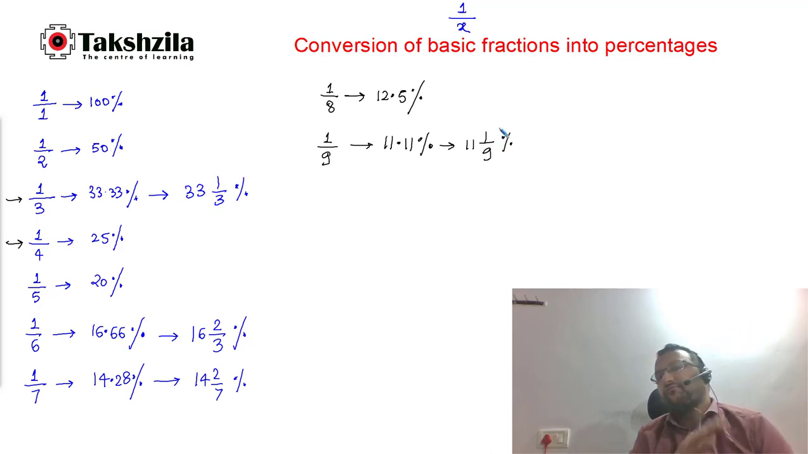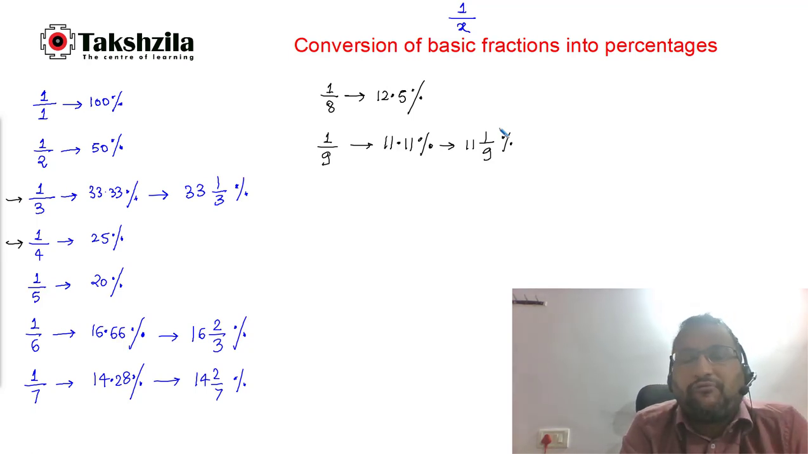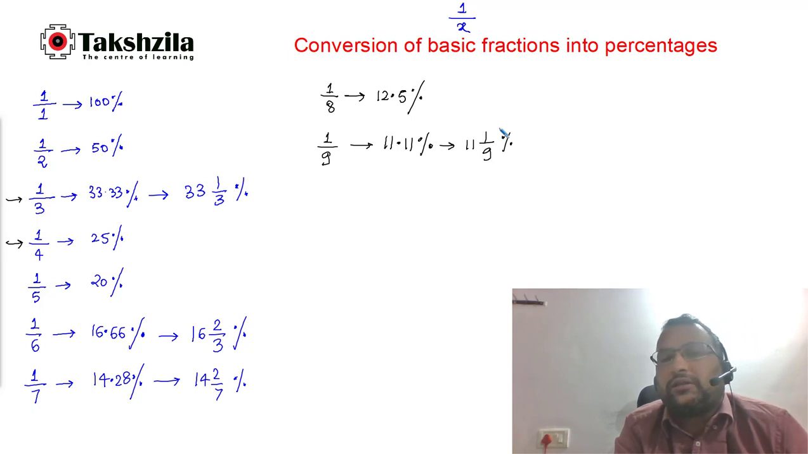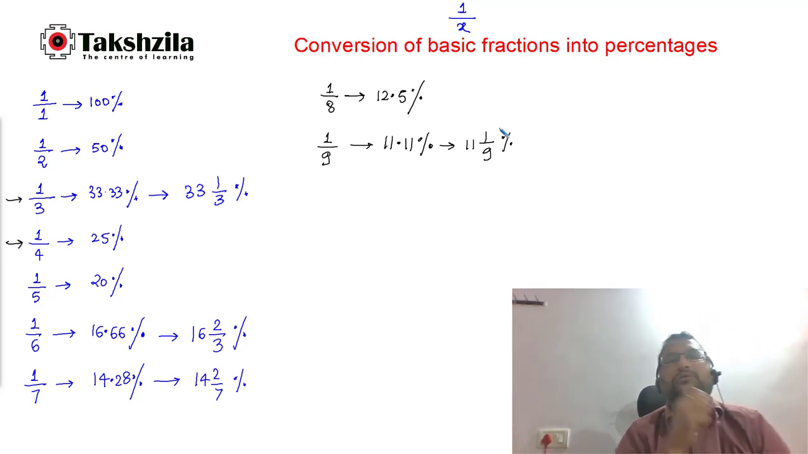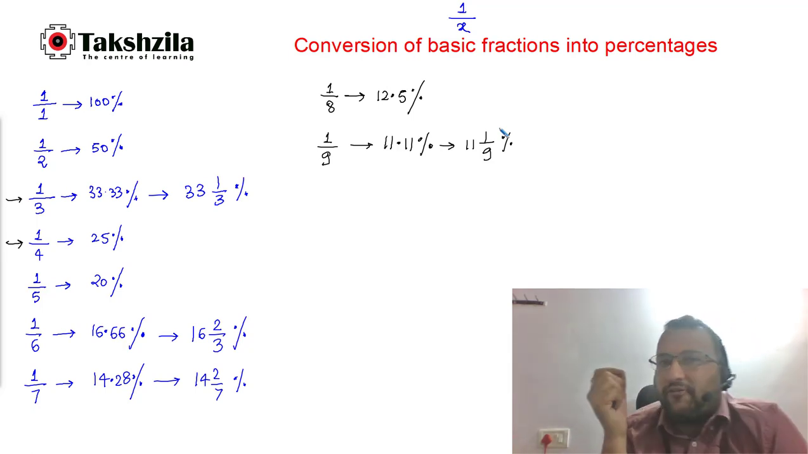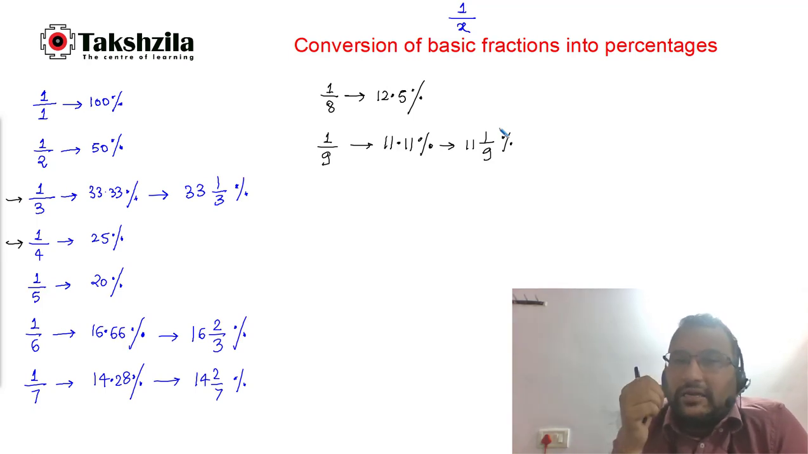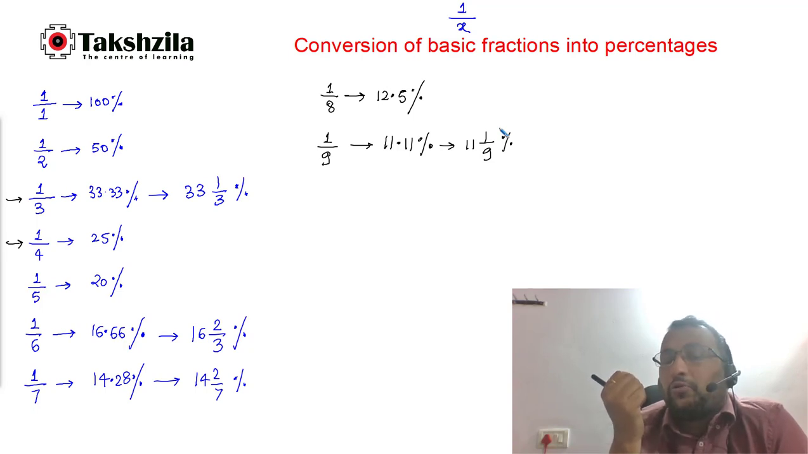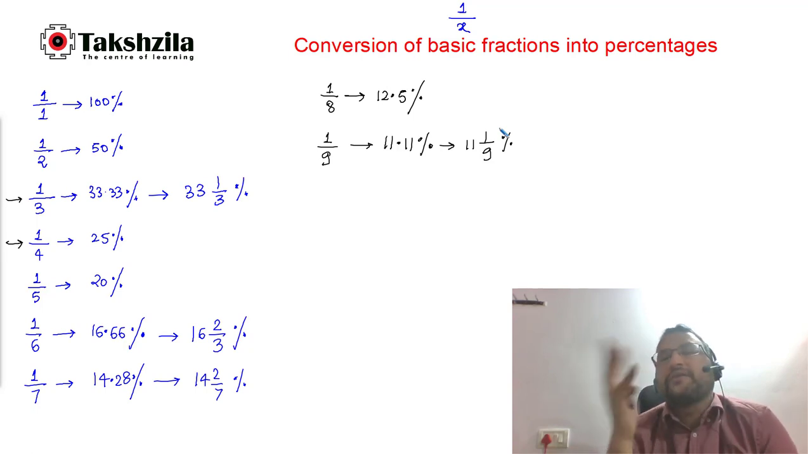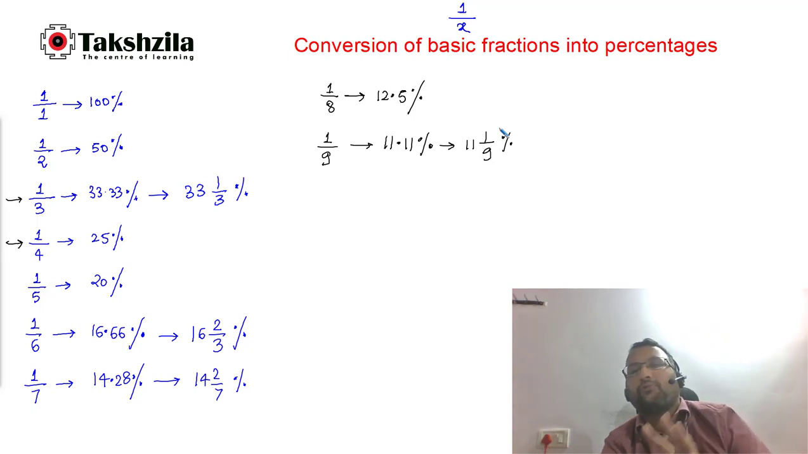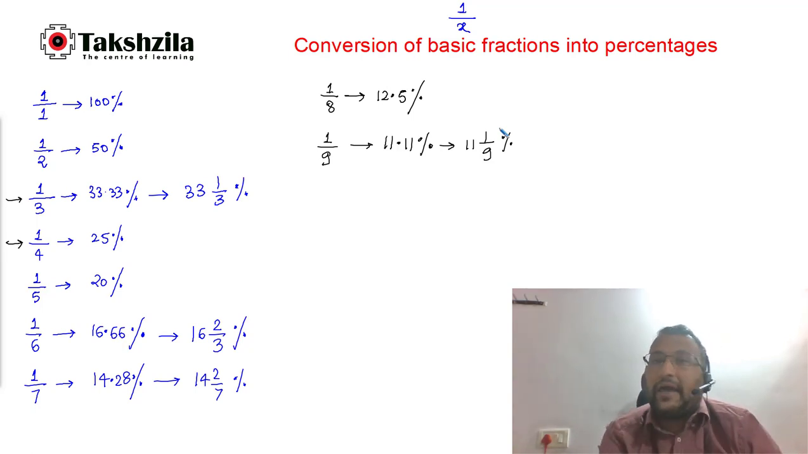But these fractions are very commonly used. So every time you are not supposed to do 25 divided by 2 or 33.33 divided by 3. Whenever you see 1 by 8, 12.5% should come in your mind. Whenever you see 1 by 9, 11.11% should come in your mind. You need to train yourself like this, or vice versa. Whenever you see 11.11%, 1 by 9 should come in your mind.